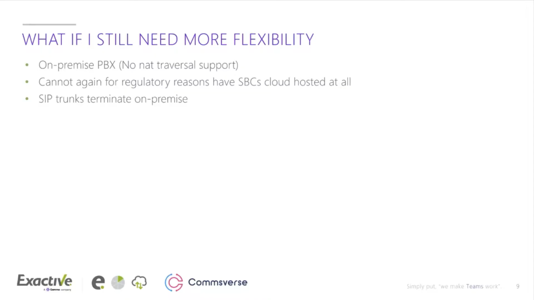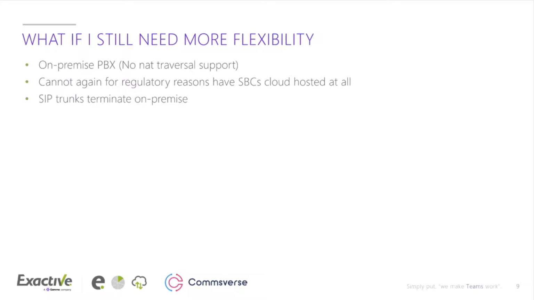However, what if you still needed more flexibility? So if you had an on-premise PBX, so not everybody has a cloud-hosted PBX. You may have an on-premise PBX, an older one, and it might not support NAT traversal. And again, for regulatory reasons, you may not be able to have SBCs cloud-hosted at all. So you may not be allowed to utilize either AWS or Azure. What would you do there? Or your SIP trunks terminate on-premise, so you actually have physical SIP trunks in your premises.